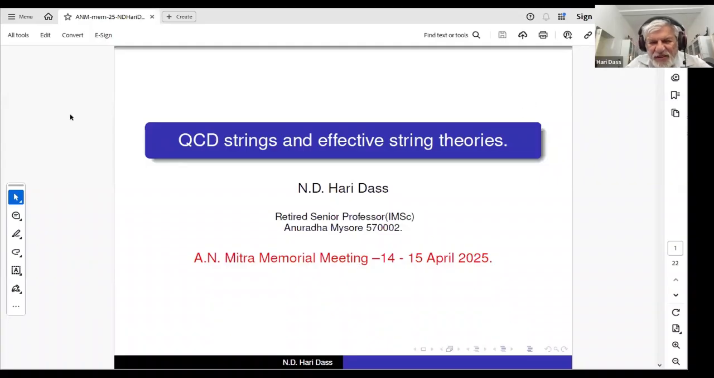Anyway, in the meantime, it's a great honor and privilege to be part of this meeting to remember our dear teacher, Professor Mitra. I was a student both in my honors and in MSc days, and afterwards we were constantly in touch with each other. And as I will explain in my talk, he is the one who opened my eyes to the world of elementary particles, and in particular, the quark model.